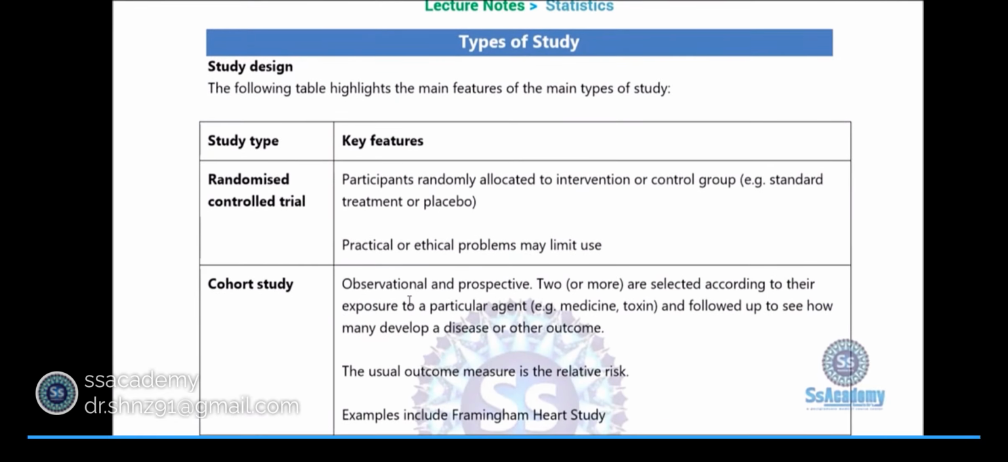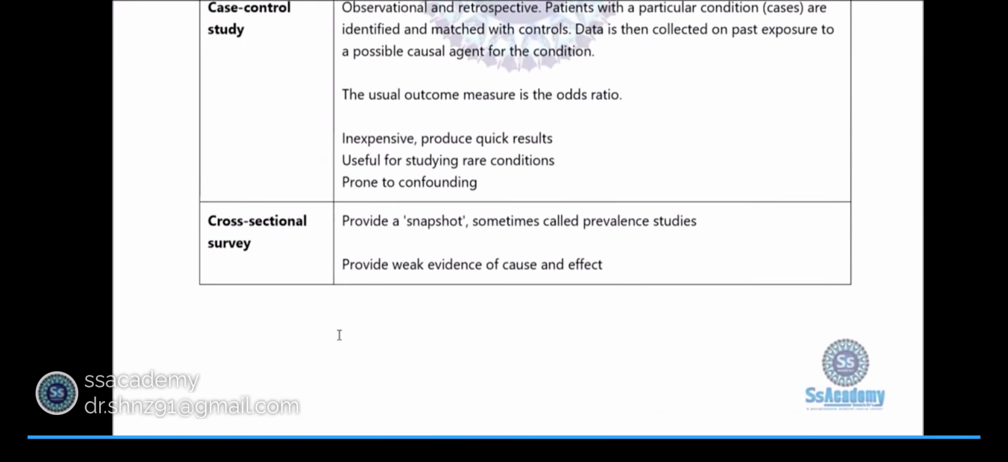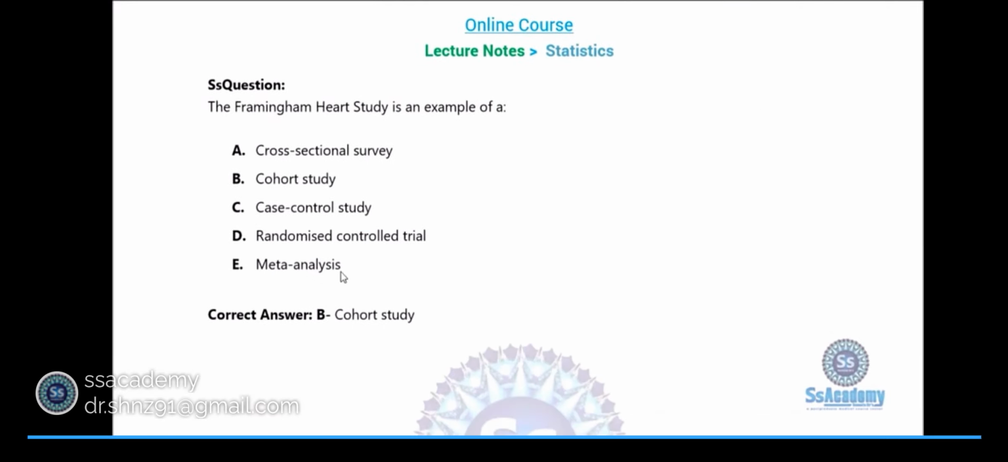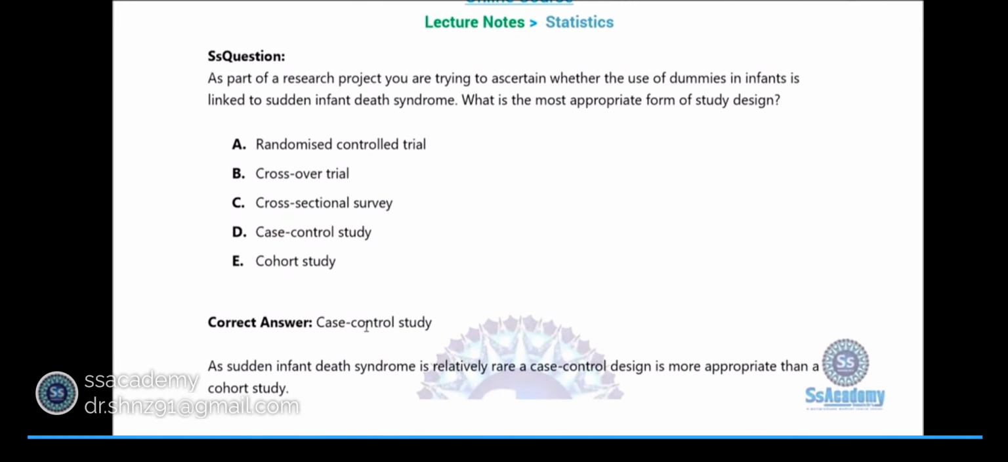Types of study are RCT, cohort study, case control, and the cross-sectional survey. So the Framingham Heart study is one example, my dear, that you need to know, a cohort study. So C for cohort study, C for cardiac study, just to remember, my dear. C for cohort, C for cardiac study, heart study.